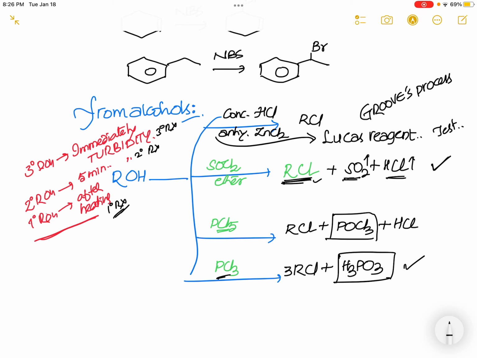So from alcohols, by using concentrated HCl with anhydrous ZnCl2, we can use SOCl2 in ether. SOCl2 with pyridine we can also use; the SOCl2 pyridine reaction is Darzens' reaction. PCl5 you can use, PCl3 both you can use, or PBr3 if you are using, you will be getting bromides. If not, you can use P plus Br2. PI3 also you can use, or you can use P plus I2. If you use these, you will get bromides, and if you use those, you will get iodides.